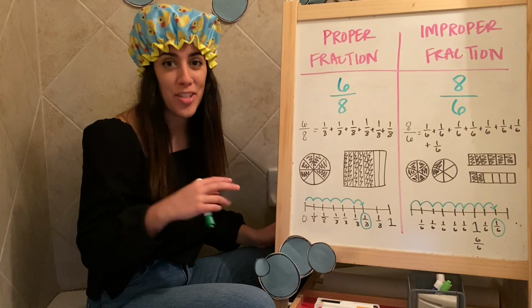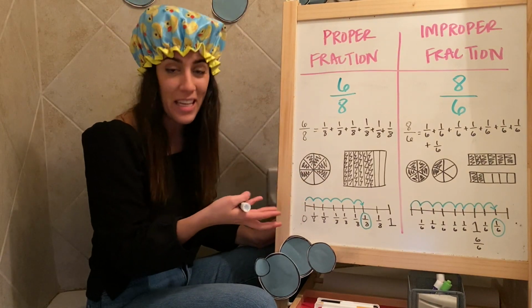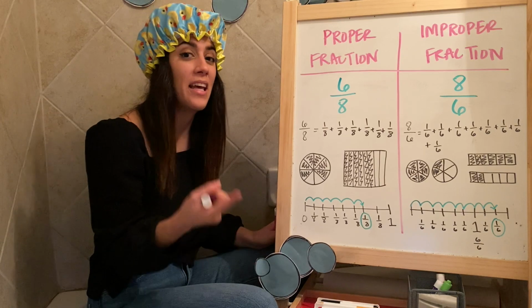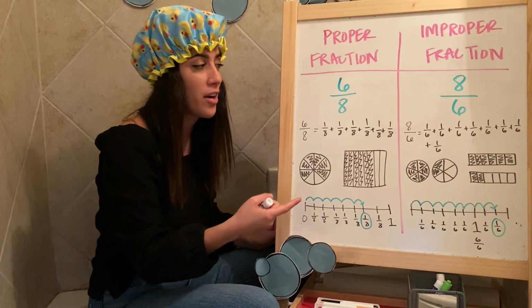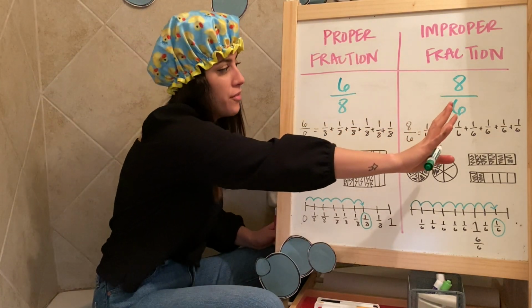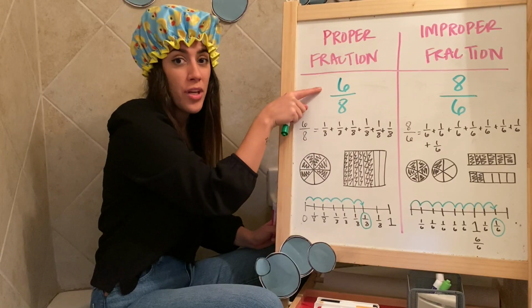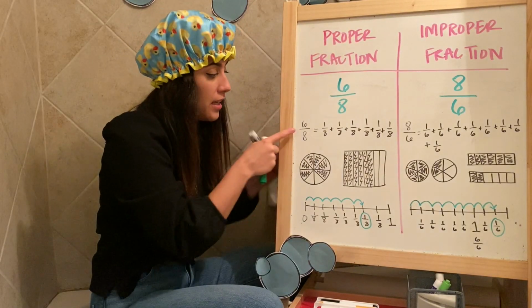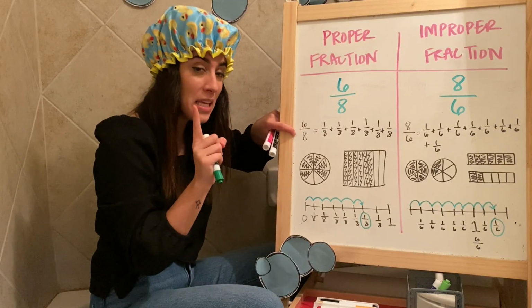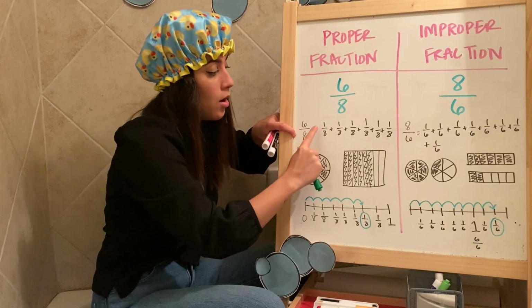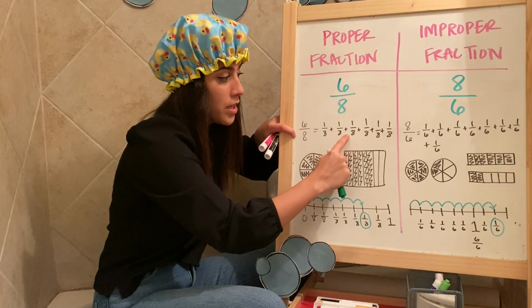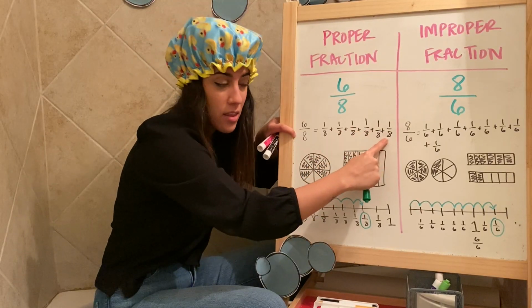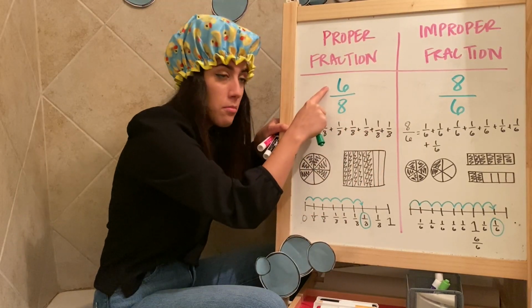Here are the same fractions, now represented visually. I want you to see the difference between the proper fraction and the improper fraction. Let's ignore the improper fraction for now. Proper fraction, numerator is smaller, 6/8. Visually, I have 6/8. That would mean that I added 1/8 plus 1/8 plus 1/8 plus 1/8 plus 1/8 plus 1/8, 6 times, because the number on top is 6.